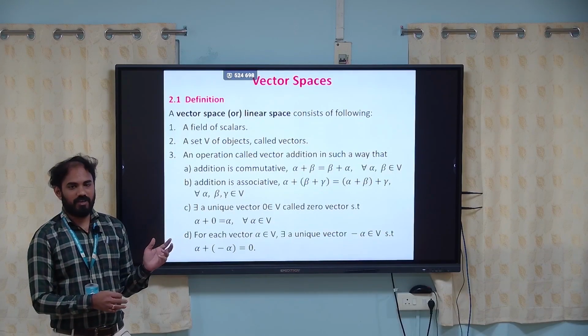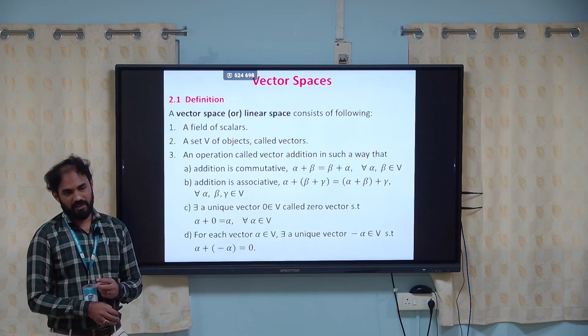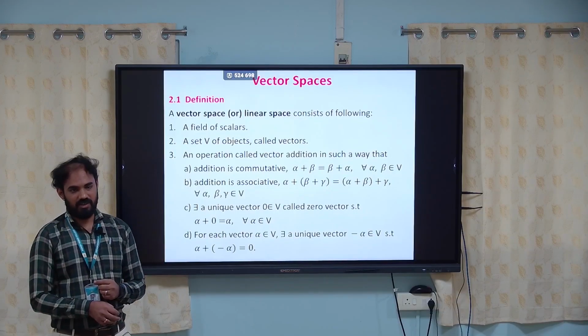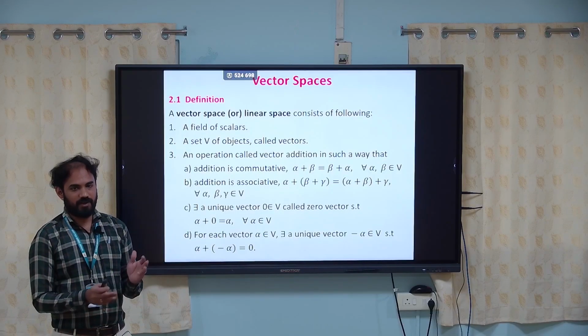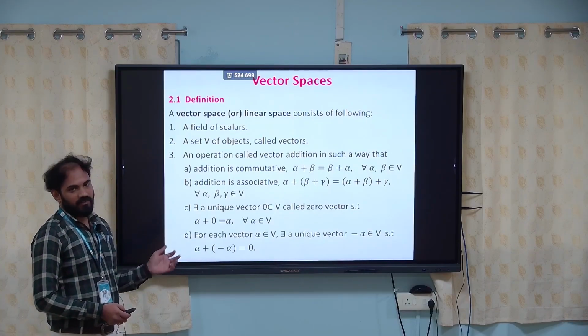A vector space is studied with two sets and two binary operations. One binary operation is called vector addition. Another binary operation is called scalar multiplication. So a vector space is different from groups and rings. Okay, now we can see the definition of a vector space.